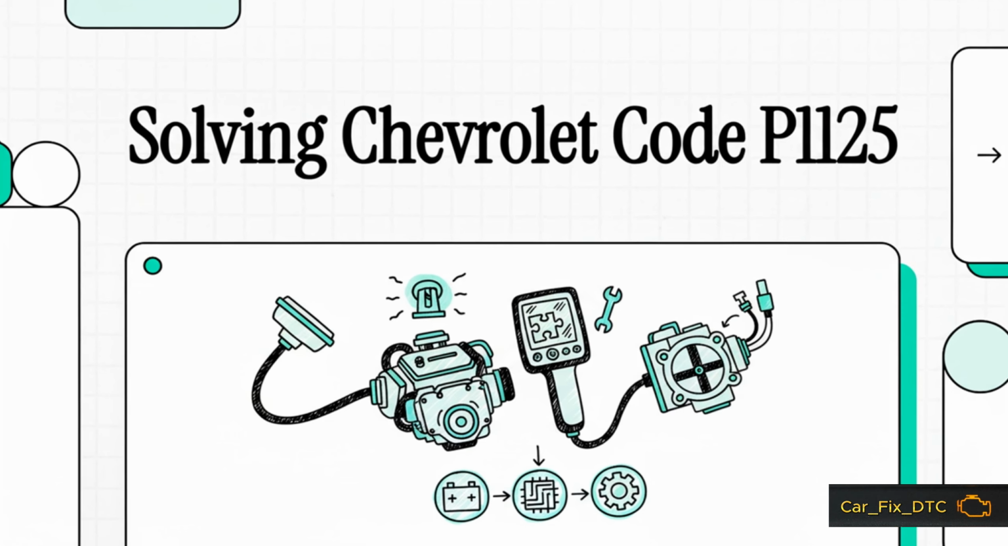All right, let's talk about something I'm guessing you're dealing with right now. That frustrating little light on your Chevrolet's dashboard. In this explainer, we're going to crack the code on a very specific error and figure out what your car is trying to tell you. Let's get into Chevrolet code P1125.